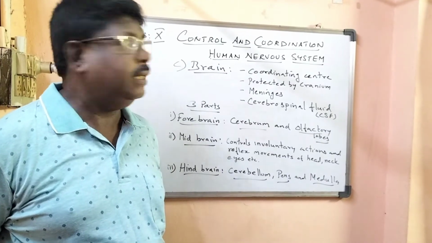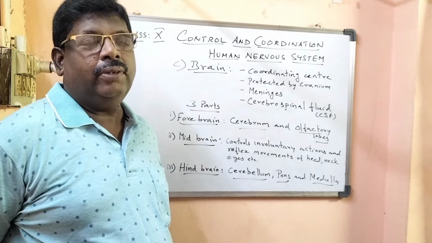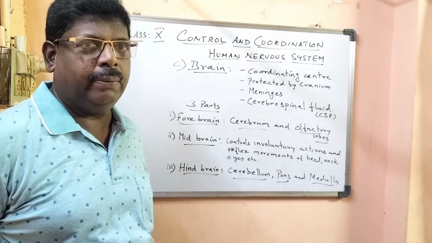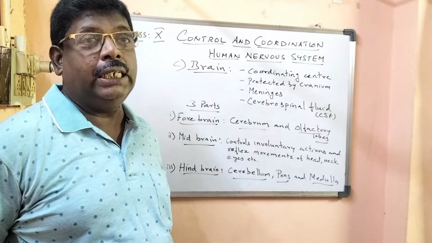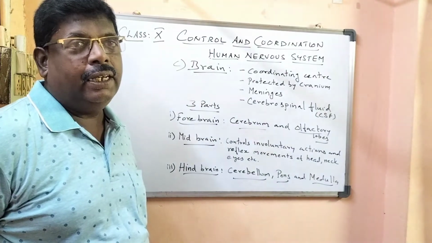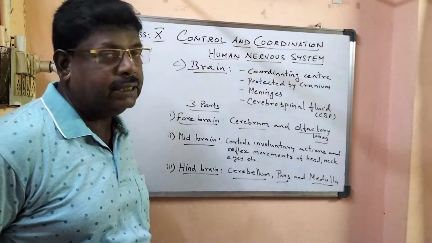Okay, next let us see about the brain. We are dealing with the human nervous system. First, I told you about the parts of the nervous system, then we saw the nerve cell. Now, the next one is the brain. It is the main coordinating center.